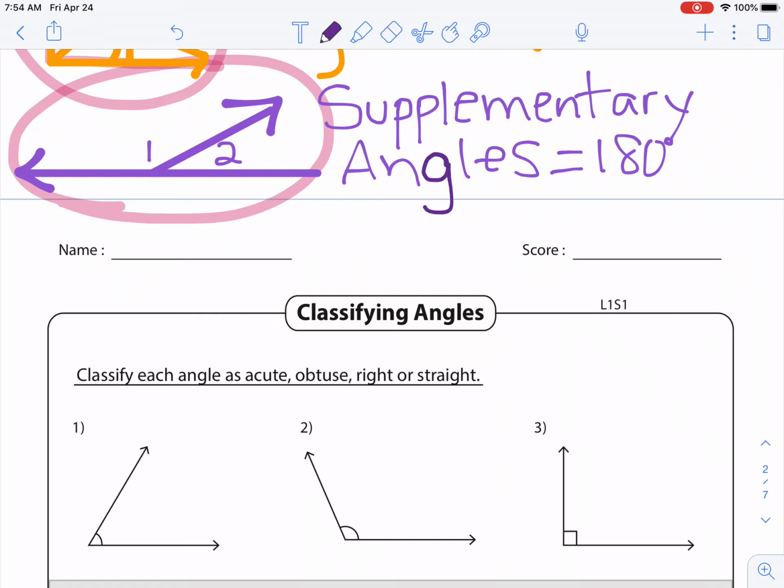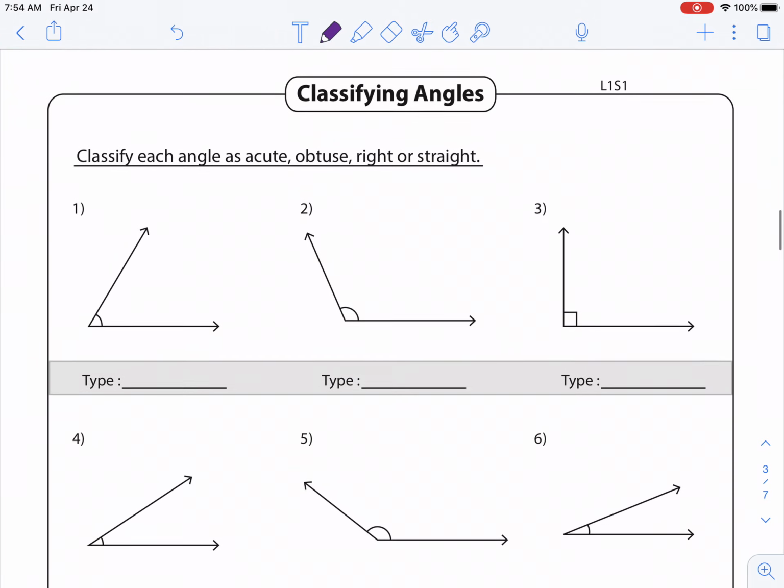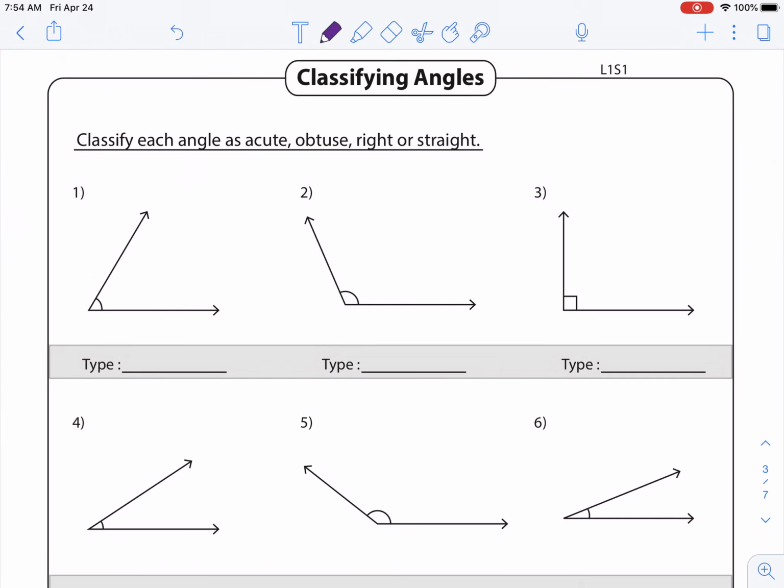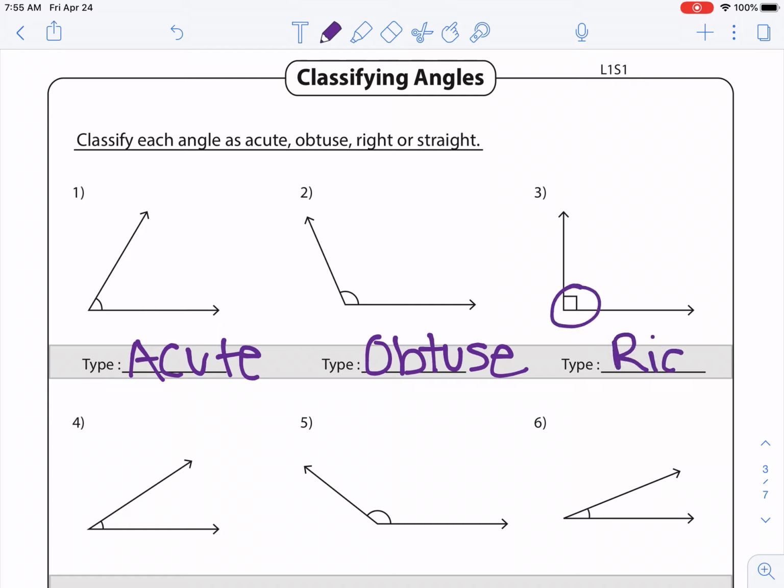Okay, so now we're going to look at some examples. On the first page, you're just going to classify the angles as acute, obtuse, right, or straight. Okay, so number 1 is acute. It's smaller than 90 degrees. Number 2 is obtuse because it's greater than 90 degrees. And number 3, because it has the box in the corner, we know it's a right angle, okay?